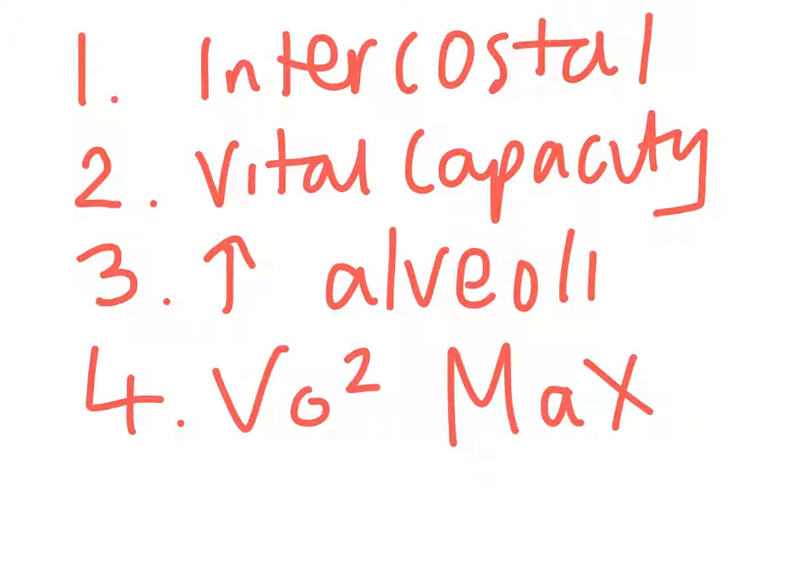So what I'd like to do now is select those 4 areas and bring them into your answer. Like we said previously about the 3 paragraphs for a 9-mark question, paragraph 1 you might want to talk about the intercostal muscles, paragraph 2 you might want to talk about the vital capacity, paragraph 3 you might want to talk about the alveoli, and then you can bring the VO2 max into that as a summary, or you can use it in paragraph 2 or 3, being the vital capacity and the alveoli.